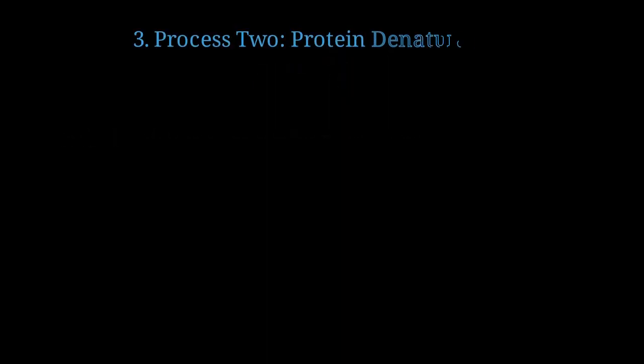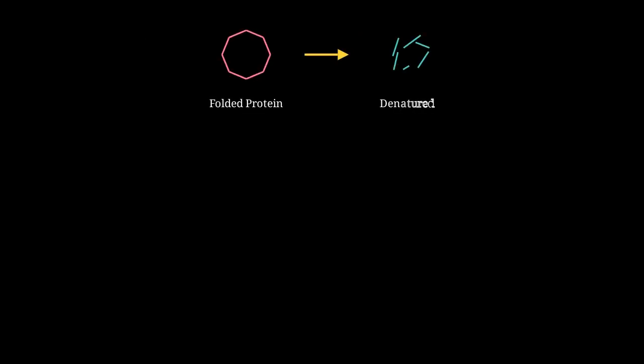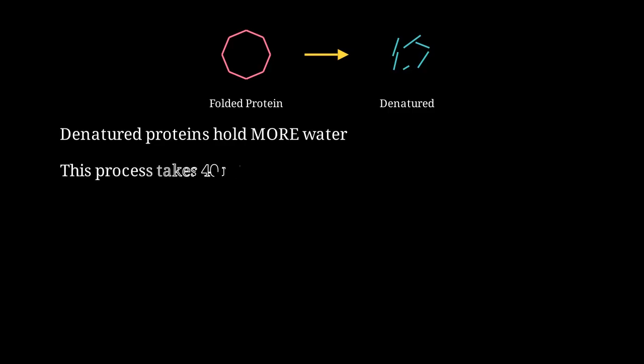But while osmosis pulls water out, salt simultaneously triggers a second crucial process. The sodium and chloride ions don't just sit there, they actively interact with muscle proteins. Salt denatures myosin and other muscle proteins, changing their three-dimensional structure. Tightly folded proteins unwind and relax when exposed to salt, becoming more open and accessible. Here's the paradox. These denatured proteins can actually hold more water than their original folded forms. But protein denaturation is slower, taking anywhere from 40 minutes to several hours to complete.